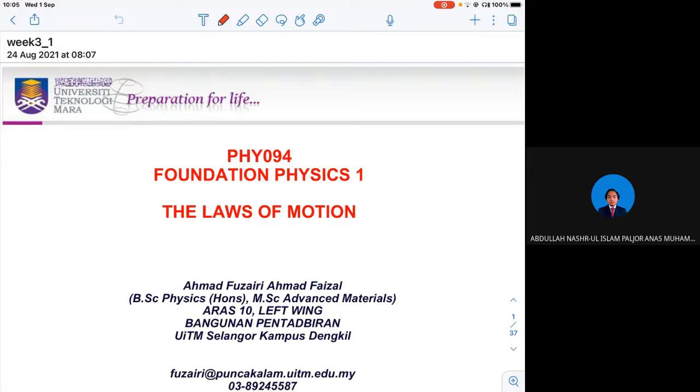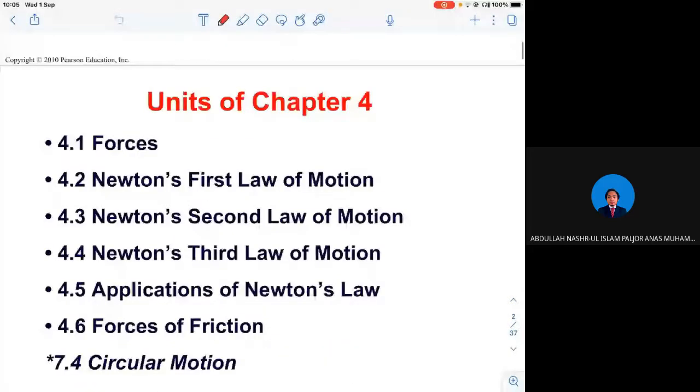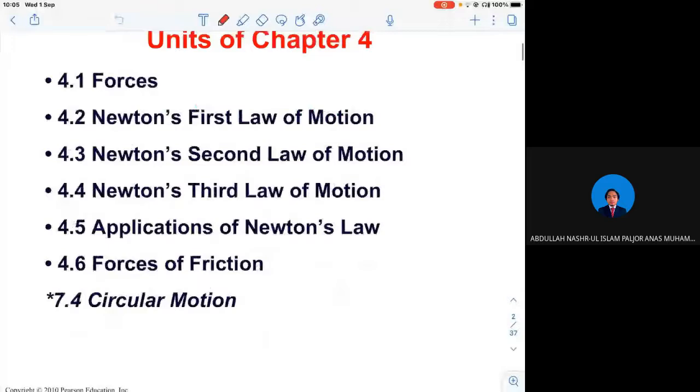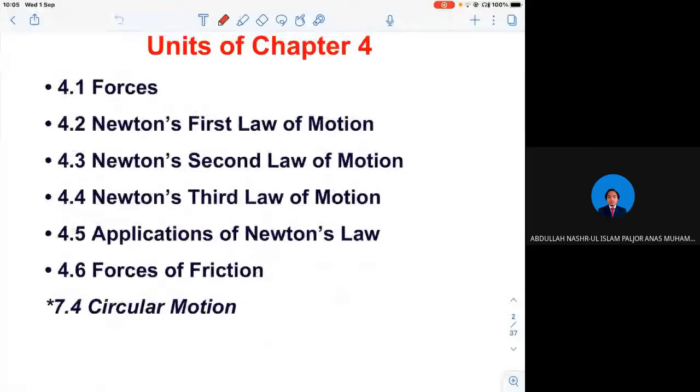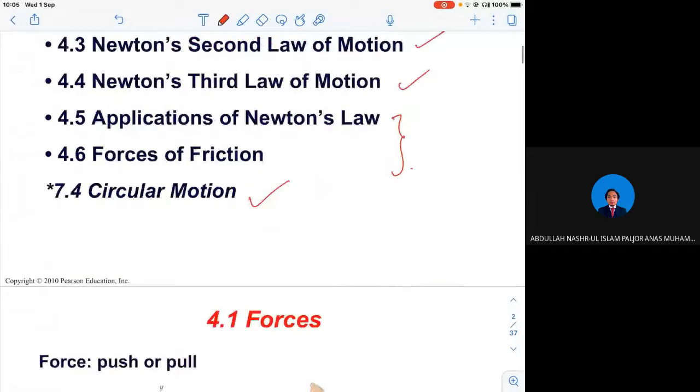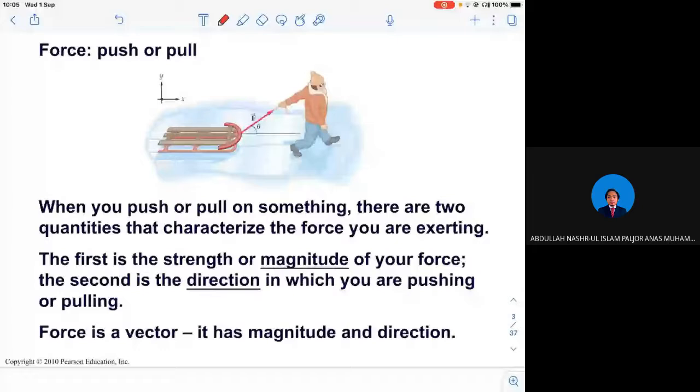All right, so let's start the class. The laws of motion. Let's do a quick recap on Chapter 4, where we learn about forces: Newton's first law, Newton's second law, Newton's third law, and right now we want to discuss the applications of Newton's laws until circular motion. When we talk about force, it should be because of the push and pull.